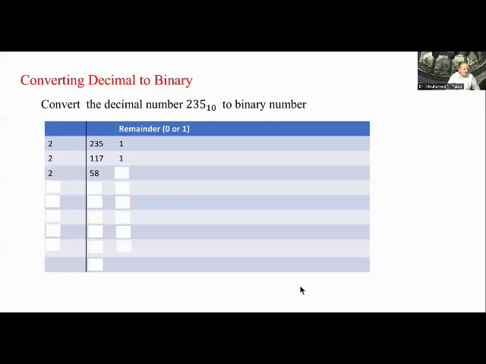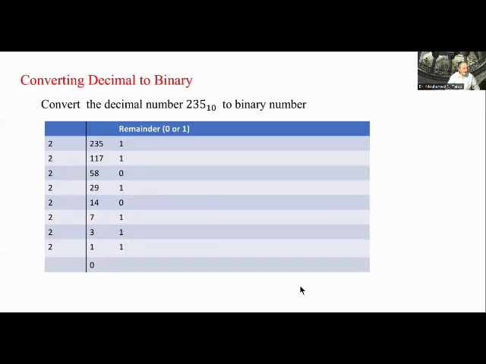58 divided by 2 is 29, and the remainder is 0. 29 divided by 2, 14, and the remainder is 1. Divided by 2, 7, and the remainder is 0. Divided by 2 is 3, the remainder is 1. Divided by 2 is 1, and the remainder is 1. Divided by 2 is 0, and the remainder is 1.